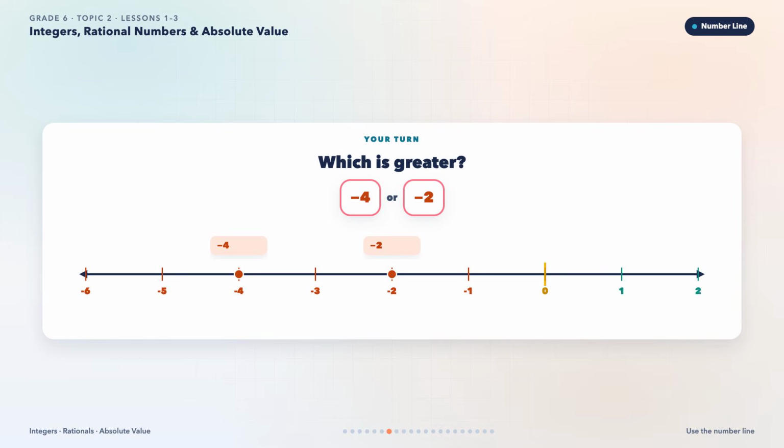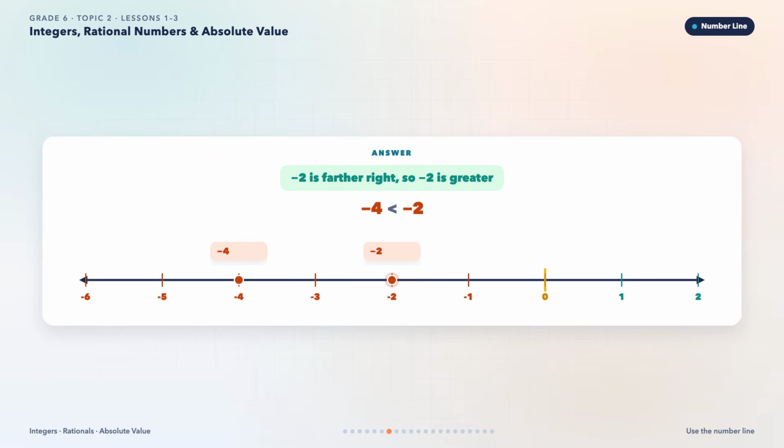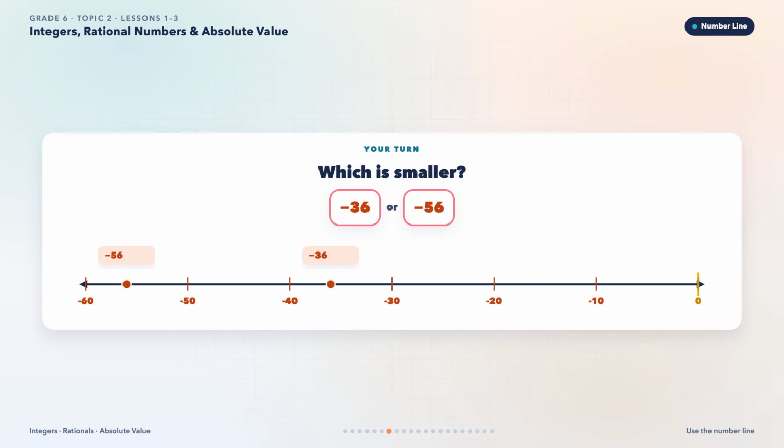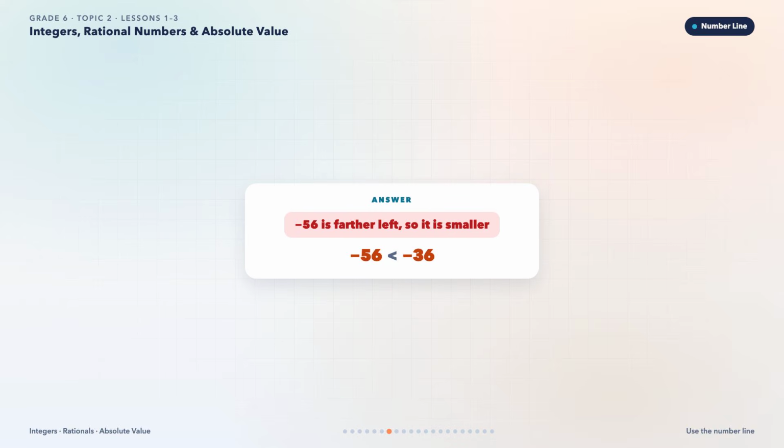Your turn. Which is greater? Negative 4 or negative 2? Think about which one sits farther right. Negative 2 is farther right, so negative 2 is greater. Another one. Which is smaller, negative 36 or negative 56? Negative 56 is farther left, so it is smaller.